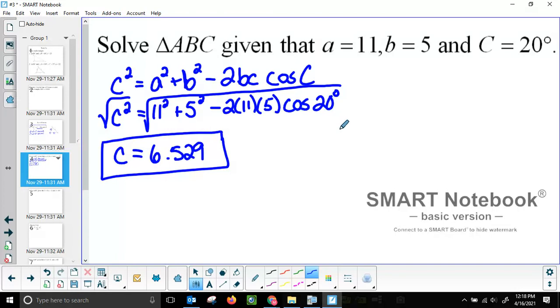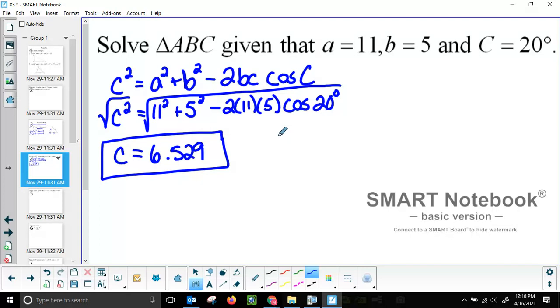Well, hopefully we remember from geometry, and we've talked about it a little bit this unit as well, that the smallest angle in a triangle is always across from the smallest side, right? And the largest side is across from the largest angle. And of course, then the middle angle would have to be across from the middle side. So we know that because A is 11 and B is 5, B is going to be the smaller angle. So I'm going to find B.